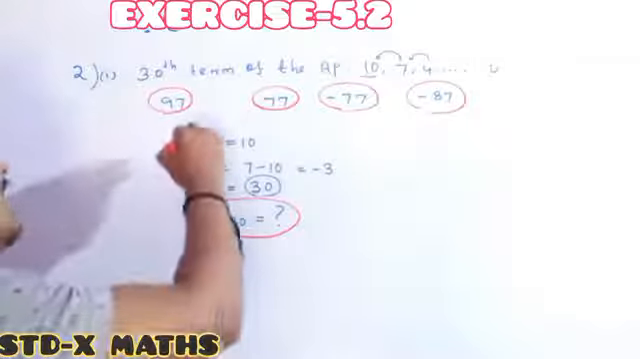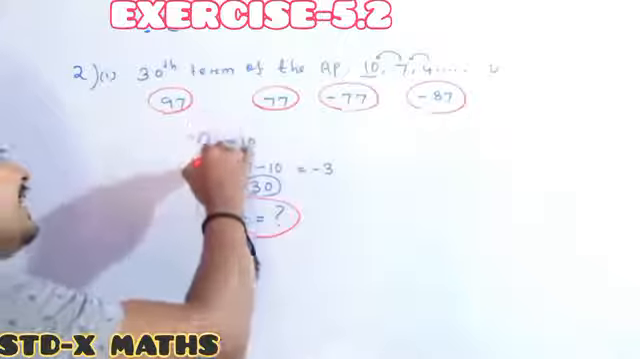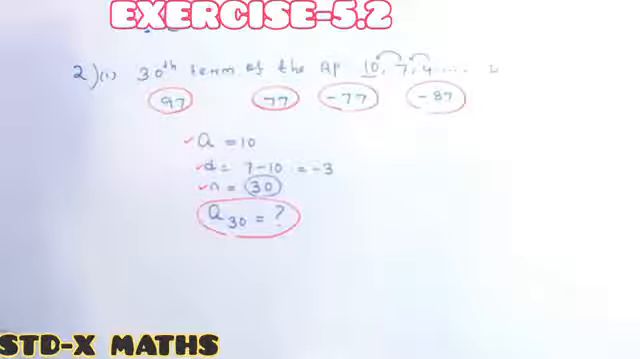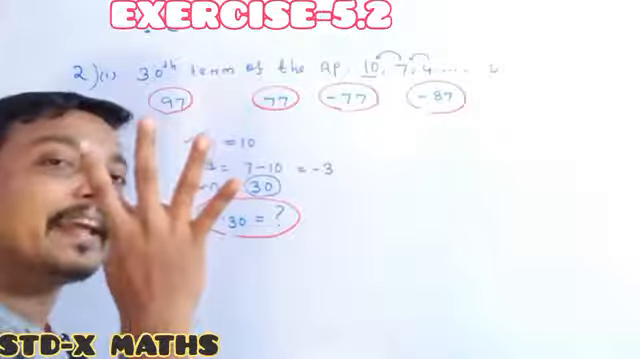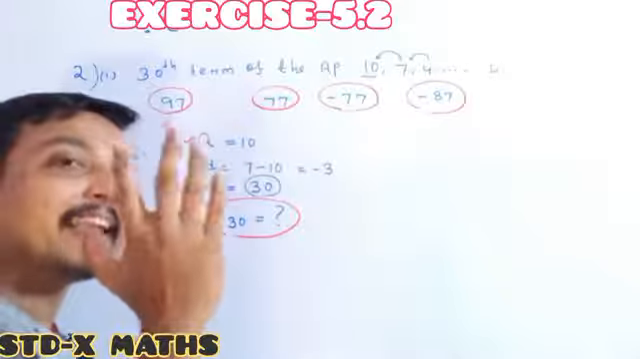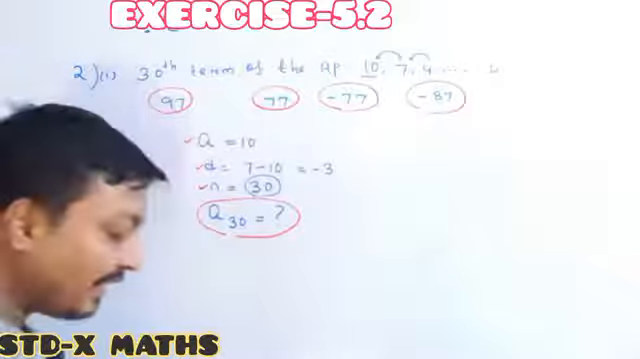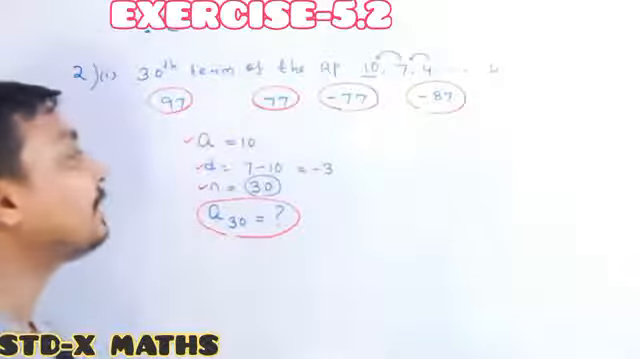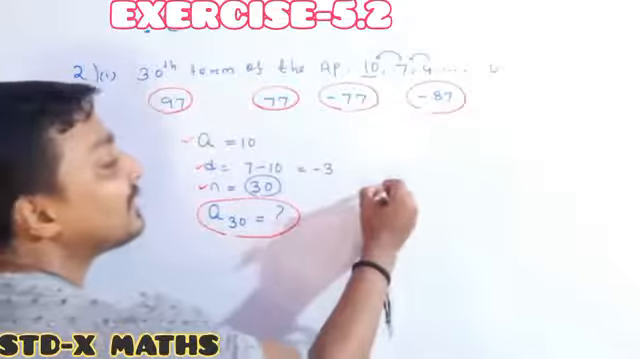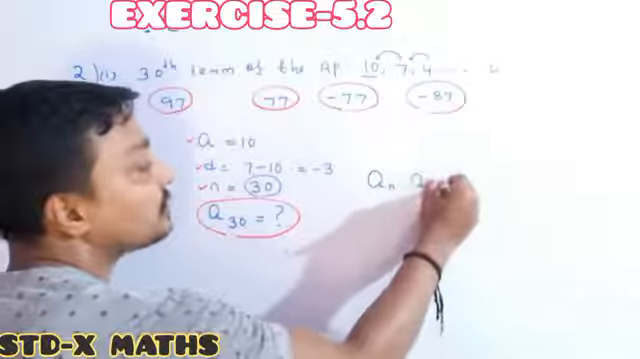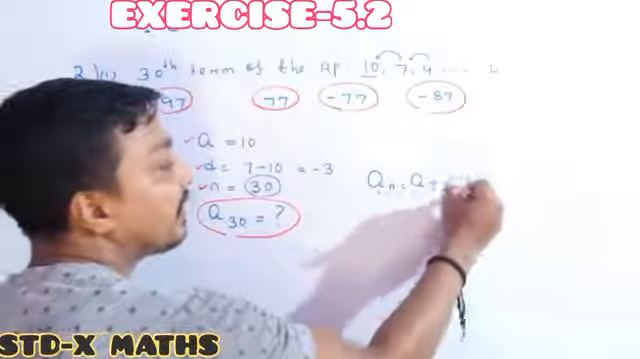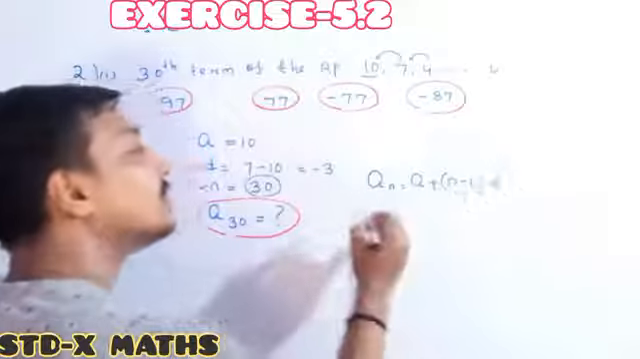See one thing, actually A is given, D is given, N is given. And I said out of the 4, A, D, N, and then AN. Whenever the left side 3 are given, how to find the A30? Directly you can find the A30 by using the formula. Everyone see, the AN formula was A plus N minus 1 whole into D.